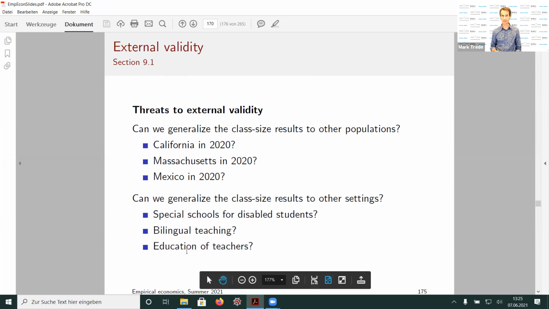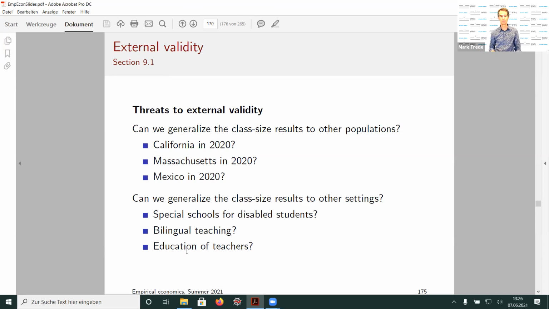And also we might ask, is what we found out about teaching for students also relevant if we want to educate teachers? Say, on the next higher level, is class size a relevant issue in that case as well? So you see, all these questions are obviously relevant for policy questions, of policy planning, but answering these questions has nothing to do with statistics or econometrics. Answering these questions is really an economic or educational economics question in this case. Right, which is why we won't talk about external validity from now on.